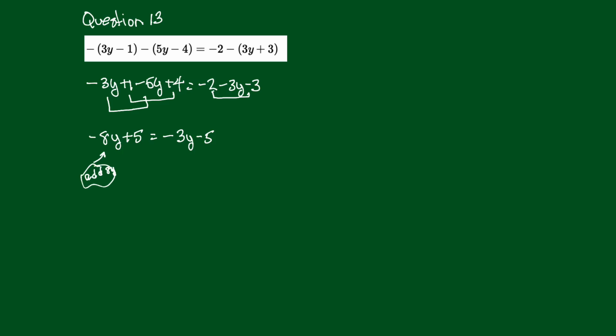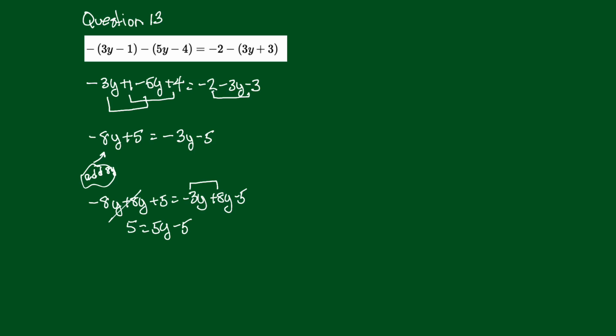Right? I'm thinking that's what I'm going to do. So I'll go ahead and write this. It's negative 8y plus 8y plus 5 equals negative 3y plus 8y minus 5. Now, minus 8y plus 8y, that's 0. That's gone. So I get 5 equals, now, negative 3y plus 8, 8 minus 3 is a 5y minus 5.